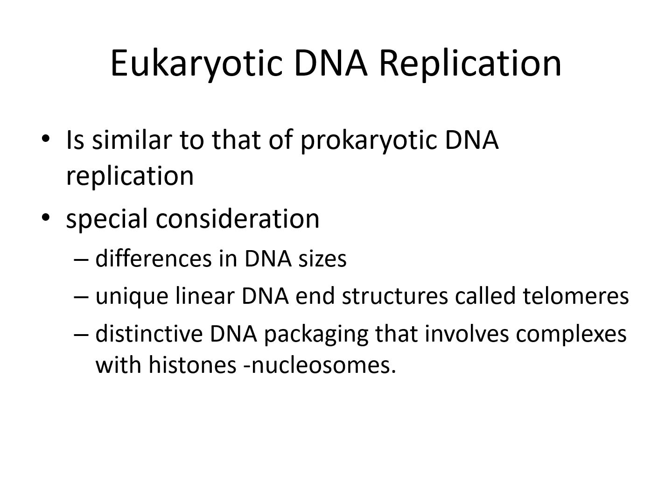So the mechanism of eukaryotic DNA replication is very similar to that of prokaryotic DNA replication. However, eukaryotic DNA replication requires special consideration due to the differences in the DNA size, because the eukaryotic genome is much bigger than the prokaryotic genome. And also it's a unique linear DNA, and the end structure we call a telomere. It's not like E. coli, which is circular DNA, with no linear DNA end structure.